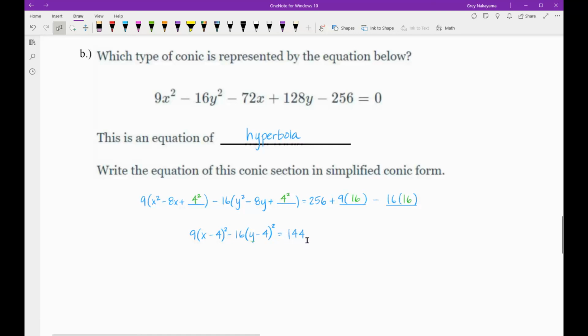Y'all, the problems are somewhat contrived, so you'll know that you're doing things correctly if 9 times 16 is 144 most of the time. Okay, but if you remember, all the problems that we did had to equal 1, so what are we going to do? Divide everything by 144, and so that's going to give us our final answer. 9 over 144 is 1 over 16. 16 over 144 is 1 over 9. So this is the conic form of our hyperbola.